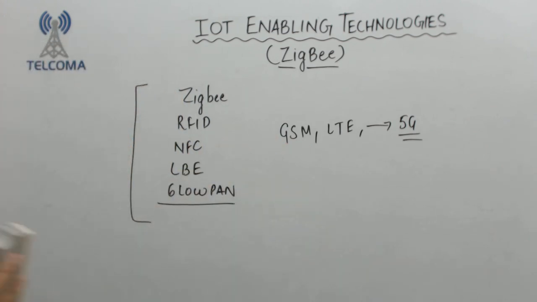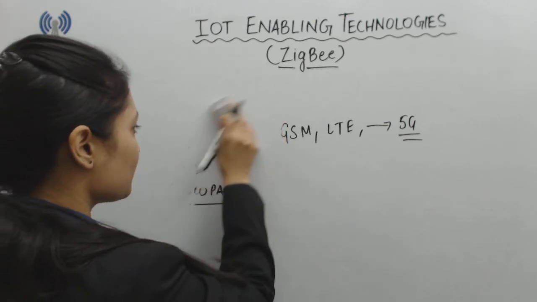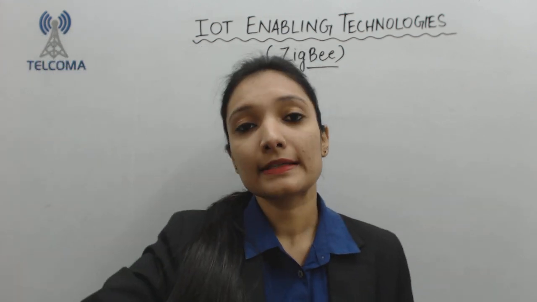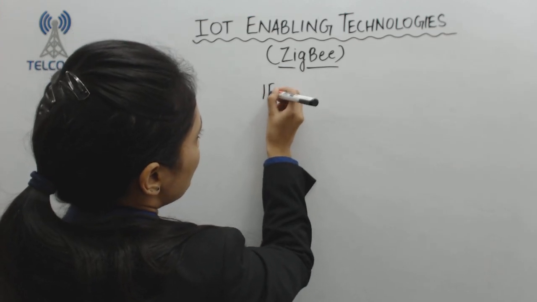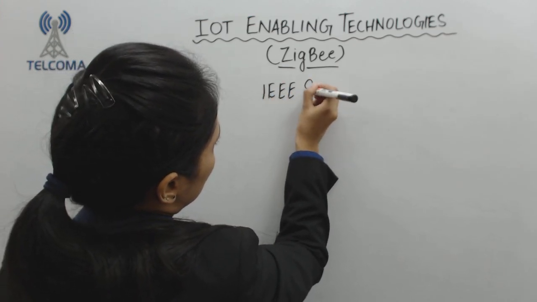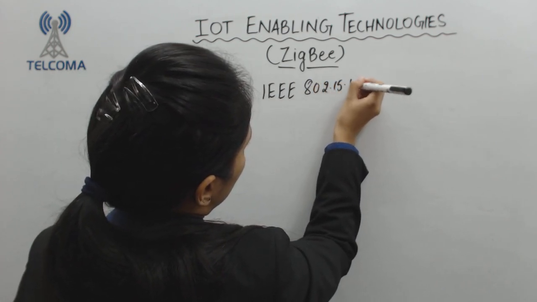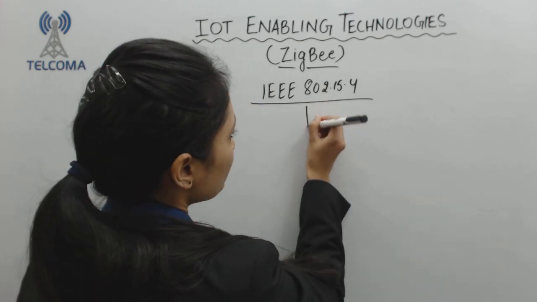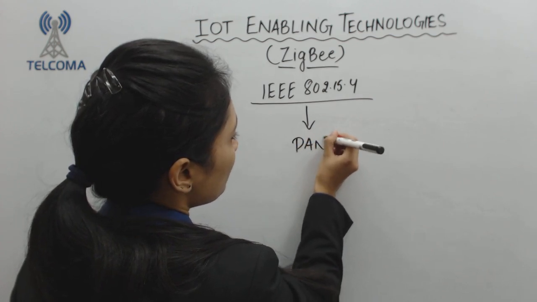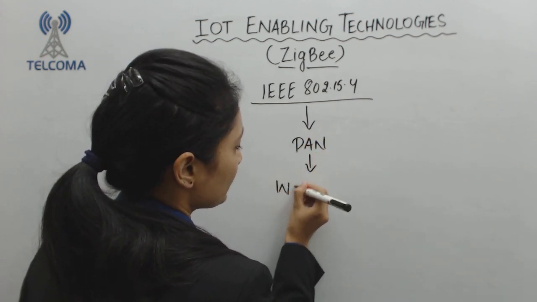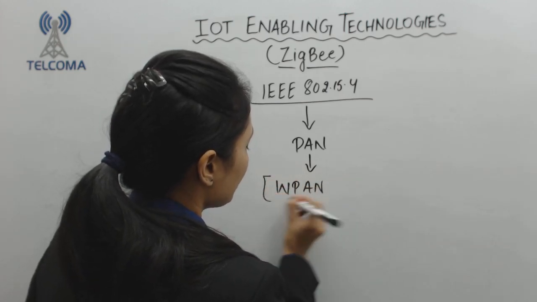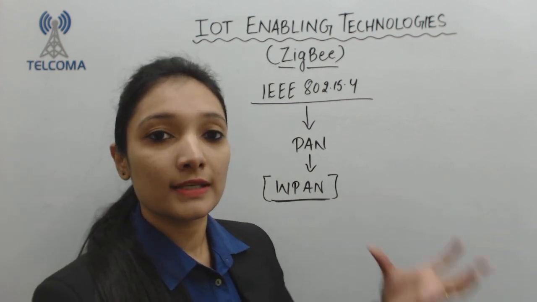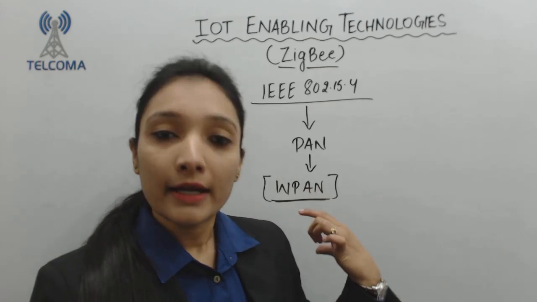So today in this class, we're going to study about Zigbee. So Zigbee basically is an IEEE 802.15.4 specified standard for your personal area network. More specifically, I would say that wireless personal area network. That means this technology here enables to communicate the various devices in a wireless personal area network here.